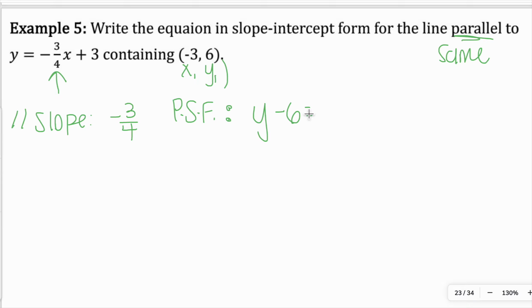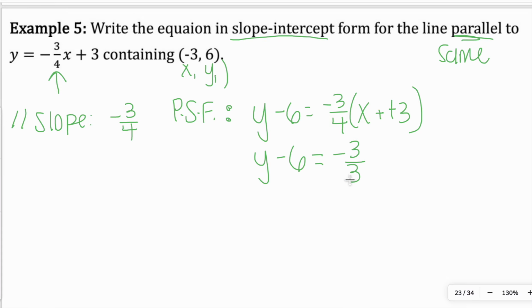Y minus 6 is equal to my same slope, negative 3/4, and then x minus negative 3, which would be x plus 3. I'm going to go ahead and distribute because I need this in slope-intercept form. So y minus 6 stays put for now. Distribute negative 3/4 to make it negative 3/4 x minus, and because I'm distributing a negative 3/4 to my 3, that's going to be negative 9/4.